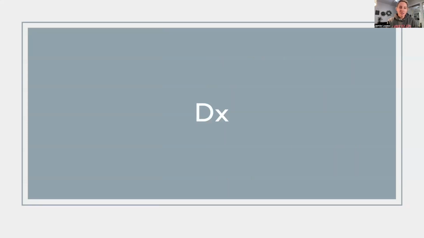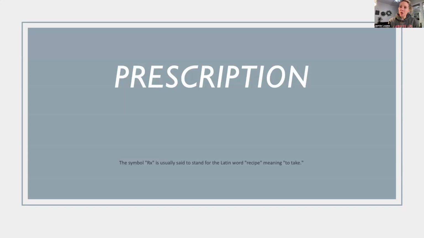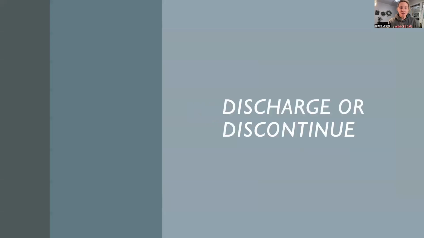DX is diagnosis. So that's the shorthand for the word diagnosis. RX, that's prescription. So I have in small print here, the symbol RX is usually said to stand for the Latin word recipe, meaning to take. Okay, D/C is discharge or discontinue.